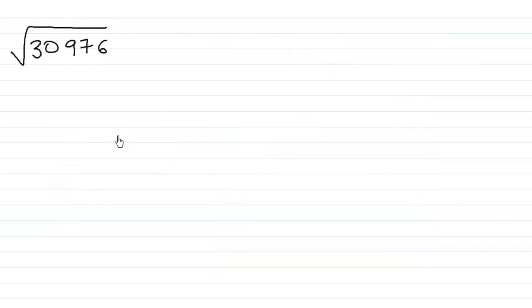Let us take another example. What is the square root of 30,976? So first of all, we shall be writing 30,976, and then starting from the units place, we shall make groups of 2. So 76 becomes the first group, 09 becomes the second group, but this 3 is another group. There is no other digit, so we can consider 03 over here. And then we shall draw these lines.